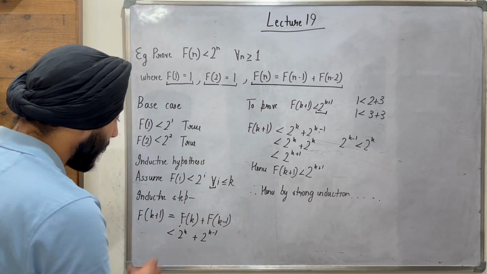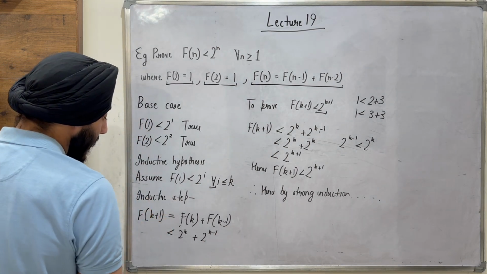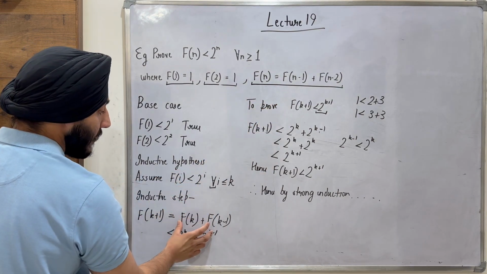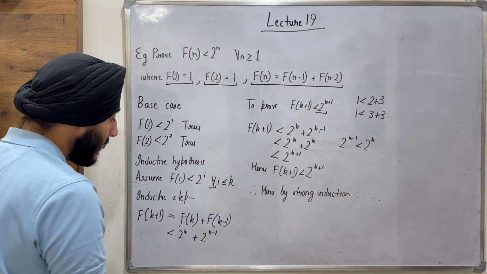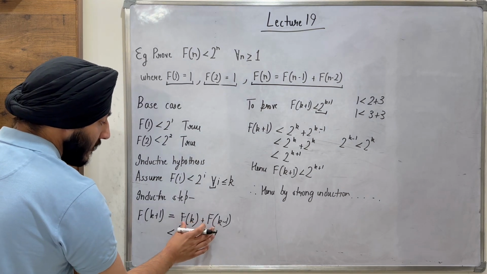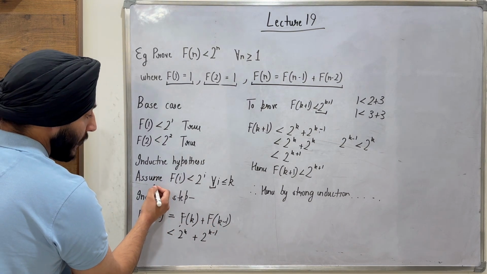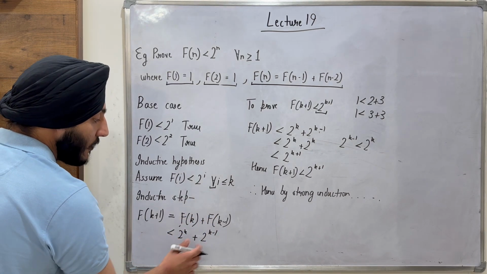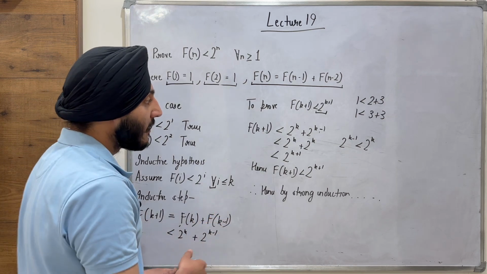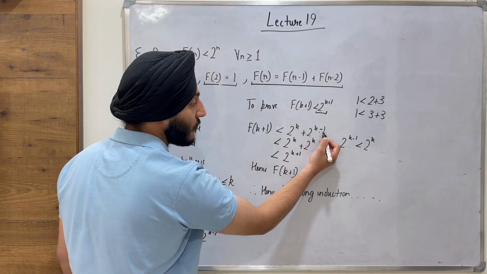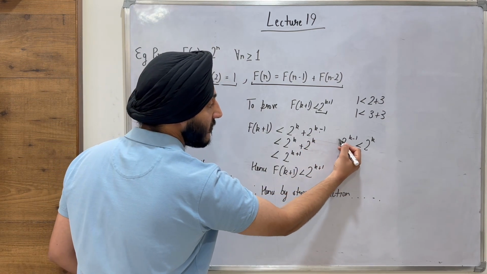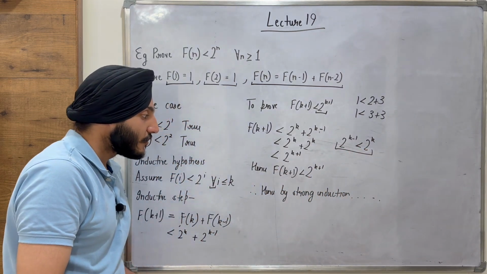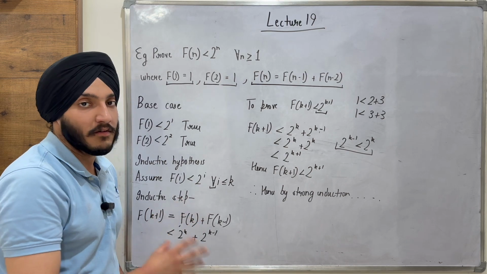Okay. In the inductive step, I'm trying to show f of k plus 1. I can write it as, according to the equation, f of k plus f of k minus 1, right? Solving for this, since I know that according to my assumption, I can replace these two with 2 to the k plus 2 to the k minus 1. And lastly, what I did is I just replaced this 2 to the k minus 1 with 2 to the k, right? Because this is actually less than it. And this equation would still be valid, right? So that is exactly how we solve this question.